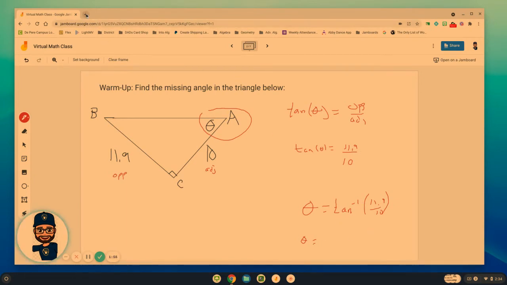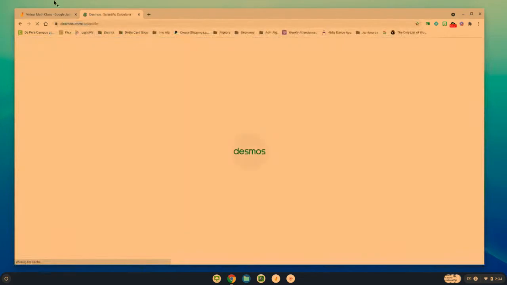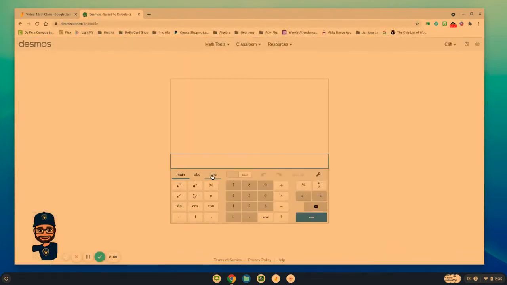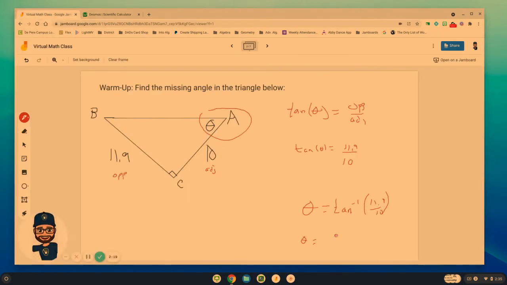So the tan inverse, let's go to Desmos. The tan inverse of 11.9 over 10, and we'll close that parenthesis just to make sure. And we've got roughly 49.958. So we'll just say that it is about 50 degrees. And so again, the key here is to use the tan inverse, that we're using that inverse function.